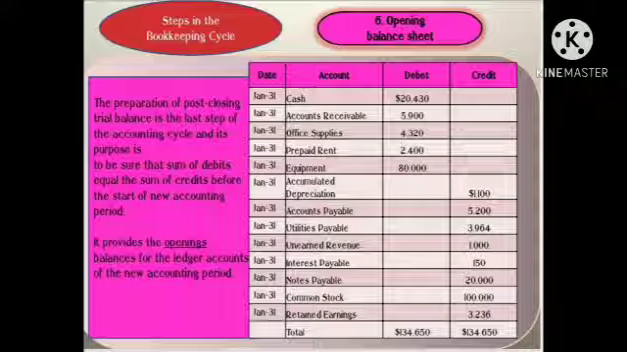Example: cash in debit, accounts receivable in debit, office supplies in debit, prepaid rent in debit, equipment in debit, accumulated depreciation in credit, accounts payable in credit, utilities payable in credit, net revenue in credit, interest payable in credit, notes payable in credit, common stock in credit, retained earnings in credit.